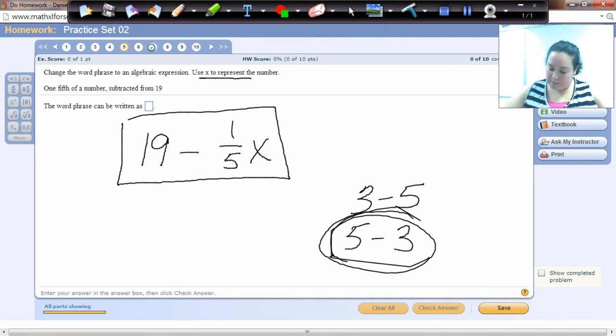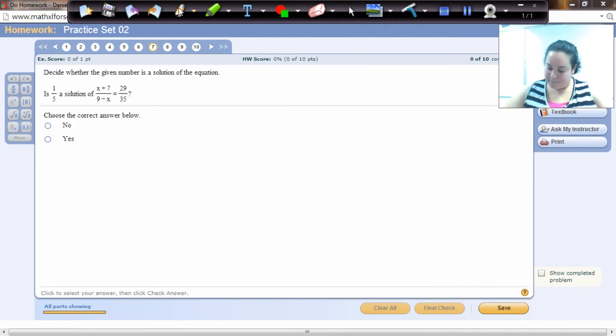Okay, lastly, let's do number 7. Decide whether the given number is a solution to the equation. Is 1/5 a solution of x plus 7 over 9 minus x equals 29 over 35? So in this case, we have an equation that we could solve, but they're giving us a candidate solution. Okay, so 1/5. Does x equal 1/5? If x was 1/5, would the equation be true? So we're going to plug in 1/5 for x and see if the equation is still true. Okay, so it's kind of like working backwards.